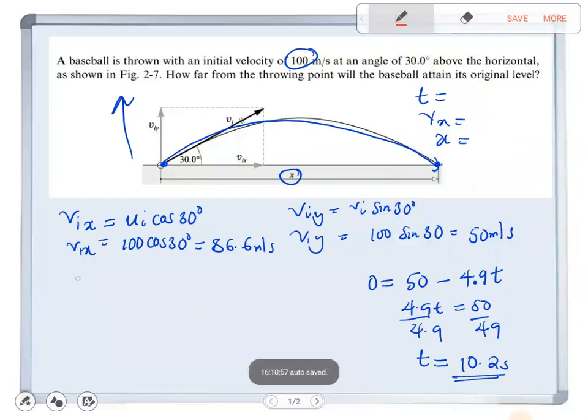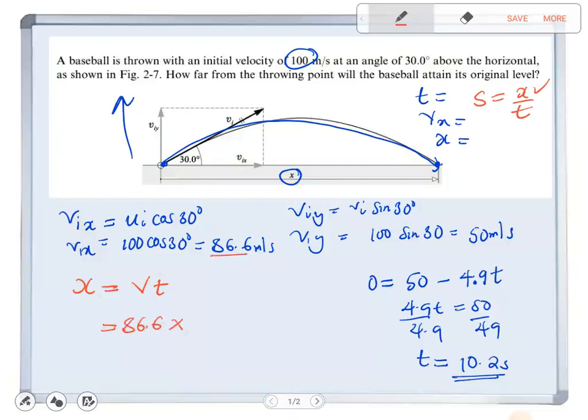So here we'll say distance in the x. Remember, it's velocity times time, from the equation which says speed is equal to distance over time. We make distance the subject of the formula. Our velocity in the x was 86.6, multiplied by the time of flight, which was 10.2. Then we multiply them, 10.2 times 86.6.